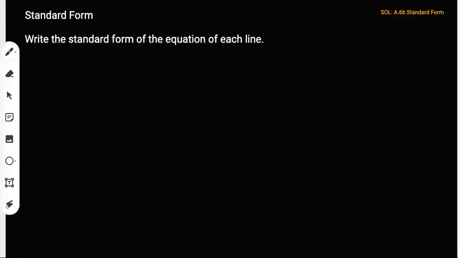All right, so today we're going to be doing standard form. Now, there are two forms that you'll often see of a line. The first one is called the slope-intercept form. Y equals mx plus b.